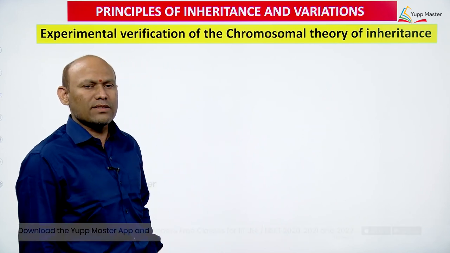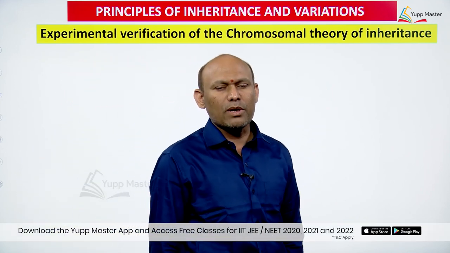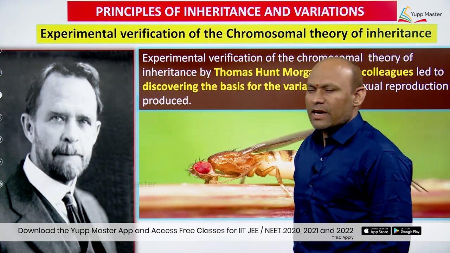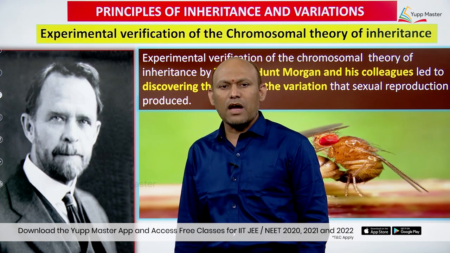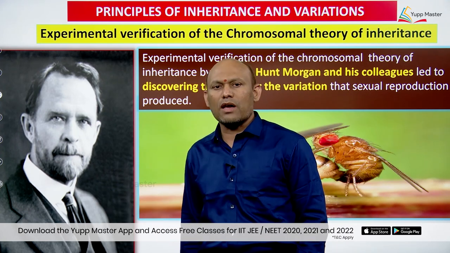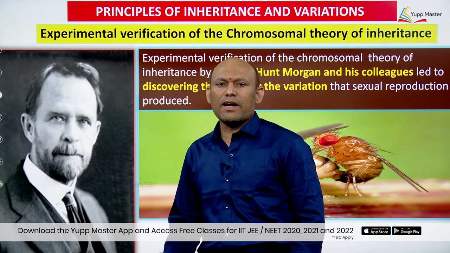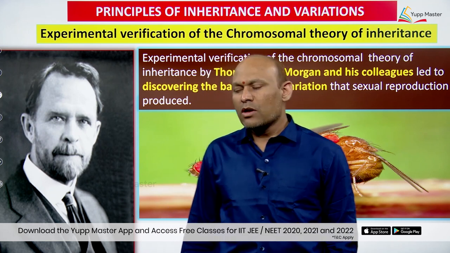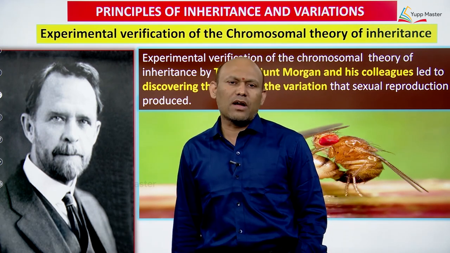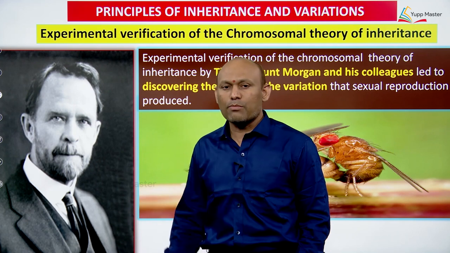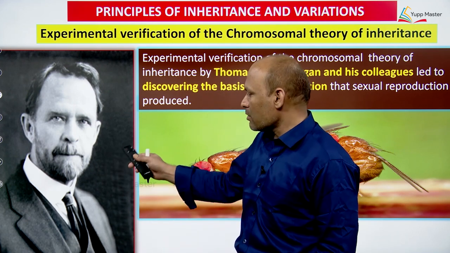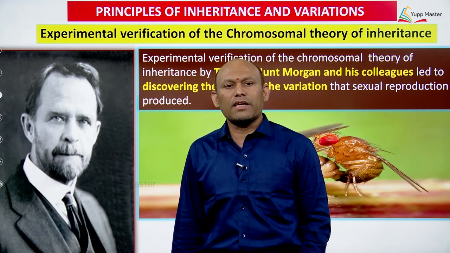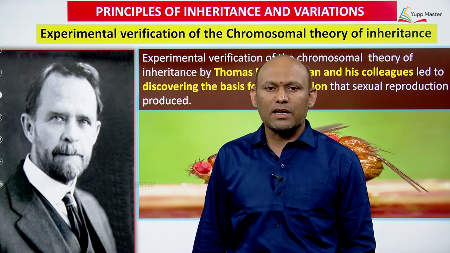Now, who has done the experimental verification of the chromosomal theory of inheritance? Let us see. This famous scientist, Thomas Hunt Morgan, verified experimentally the chromosomal theory of inheritance, dear students, you need to understand. Therefore, Thomas Hunt Morgan is popularly known as the father of experimental genetics, dear students.